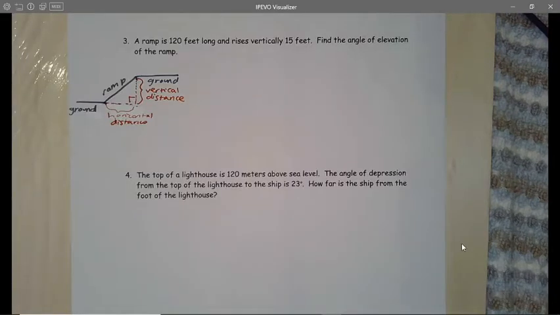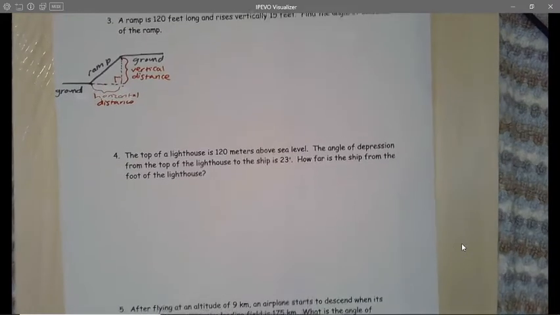Heidi-ho, let's get going. Example 3. A ramp is 120 feet long and rises vertically 15 feet. Find the angle of elevation of the ramp. Okay, so again, I did my best, you guys.